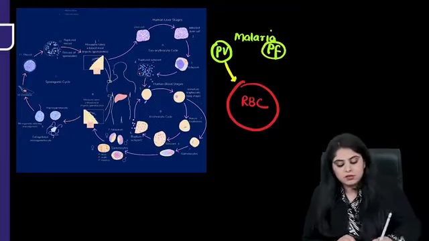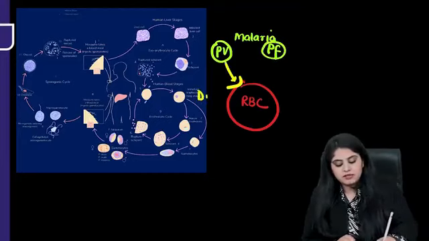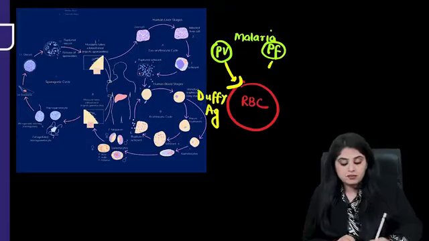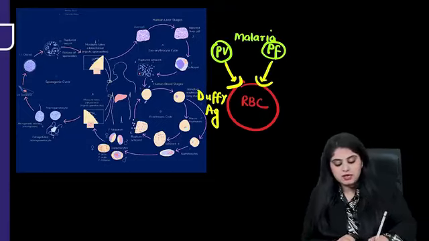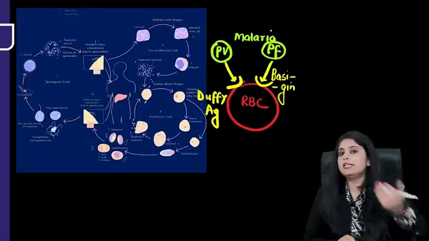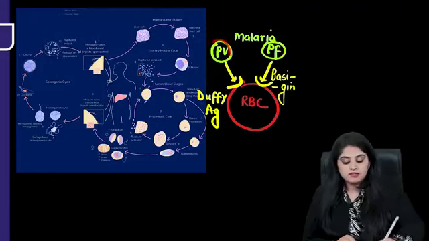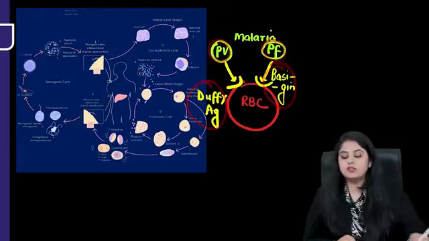Because if you've got Plasmodium vivax, in my blood there is something called the Duffy antigen which is going to receive it. And if you've got Plasmodium falciparum, then in my blood there is something called Basigin which is going to receive it. So what receives it will depend on which malaria has come into my body. Vivax has come, so the Duffy antigen will receive it, and falciparum has come, so Basigin will receive it.